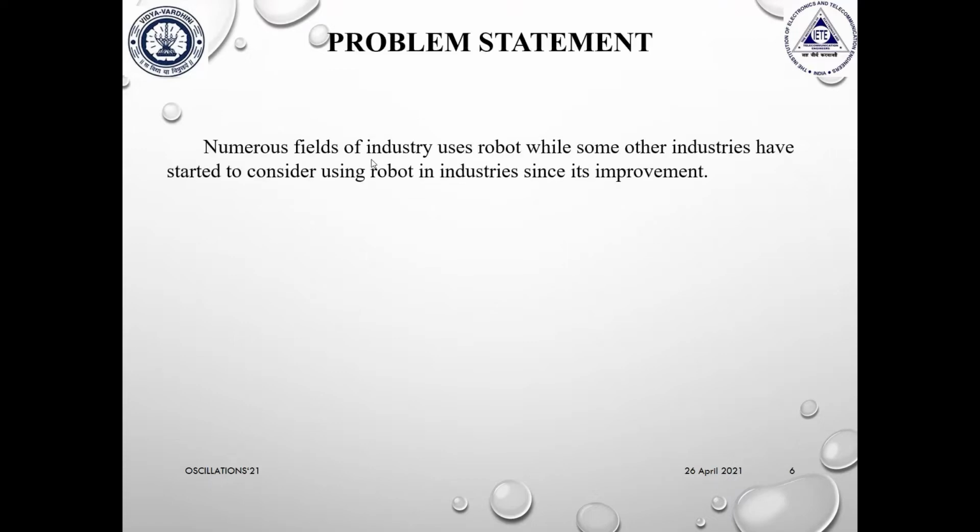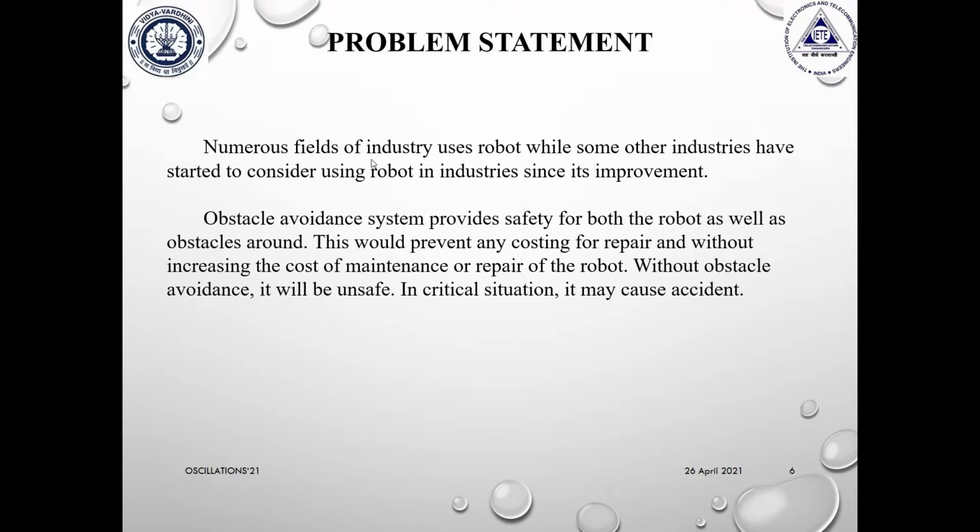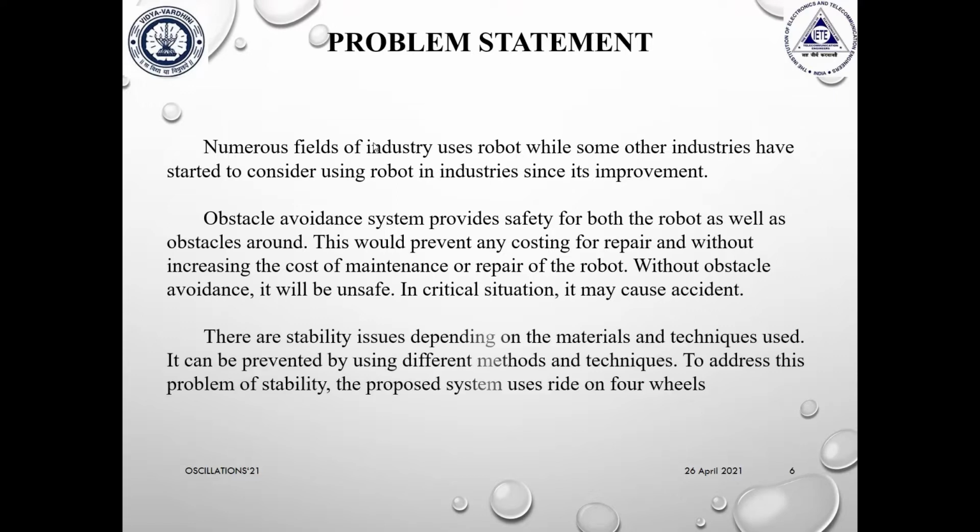Moving on to the problem statement. As said earlier, many industries are using robots due to high level performance and reliability. So, an obstacle avoidance system provides safety not only to the robot but also to the obstacles as well. This will prevent costs for repair and prevent additional expense for maintenance or repair of robots. Without obstacle avoidance, it will be unsafe, causing accidents too. Also, depending on the material and technique used, there are stability issues that can be prevented by various methods and techniques. To address this problem of stability, the proposed system uses a ride on four wheels.